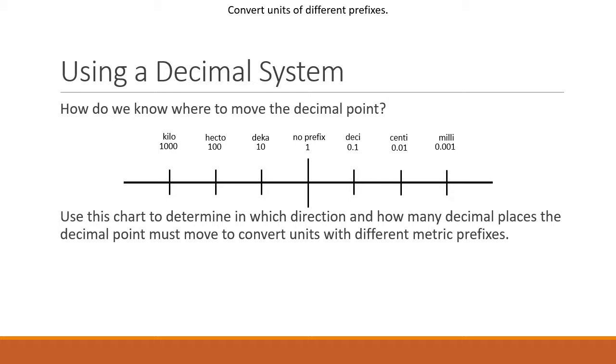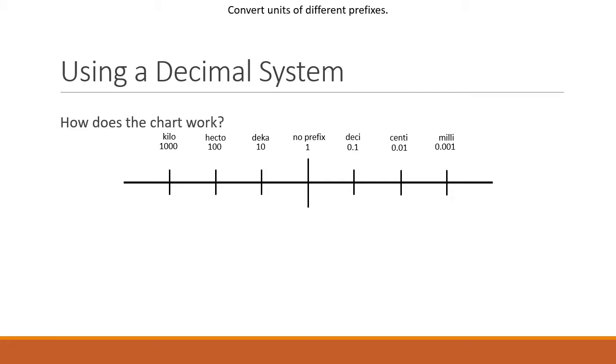So we can use this chart to determine in which direction and how many decimal places the decimal point must move in order to convert units with a different metric prefix. Now you might be wondering how we would do that. Well, I'm going to show you several examples. So how does the chart work?